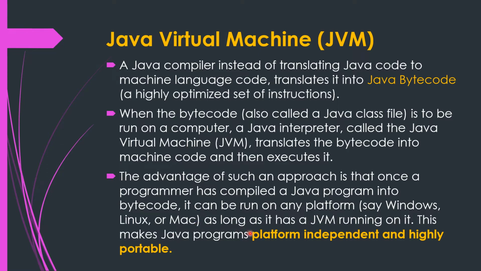So this makes Java programs platform independent and highly portable. So this is the basic advantage of the Java Virtual Machine. This is a very important term, platform independent and highly portable. We have discussed the term platform independent, which means it can run on any platform when it has a JVM running on it. And highly portable means we can easily transfer it from one system to another like this.